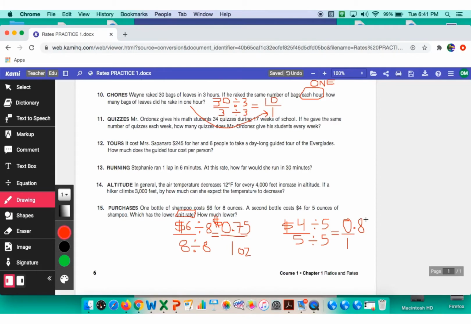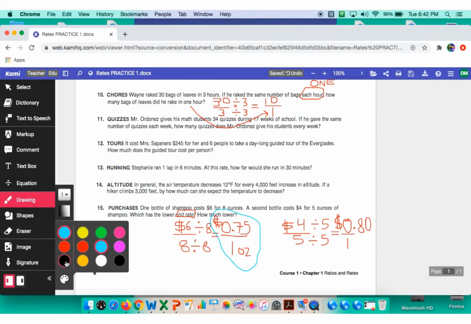Okay, so now we can clearly see the better deal or the lower deal is the first situation, 75 cents for 1 ounce versus 80 cents. Now we're going to have to answer the second question. It says, how much lower is it? So we're just going to subtract the two numbers. We're going to put the bigger number on top. So 80 cents, take away 75 cents. You're going to line up your decimal points. Remember that.